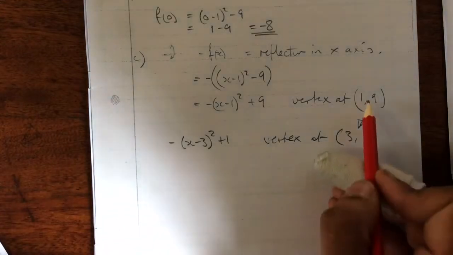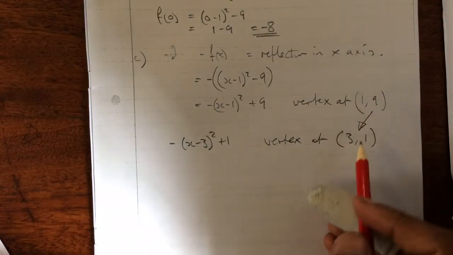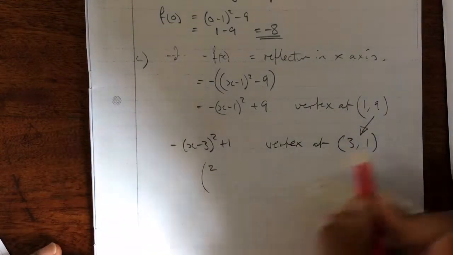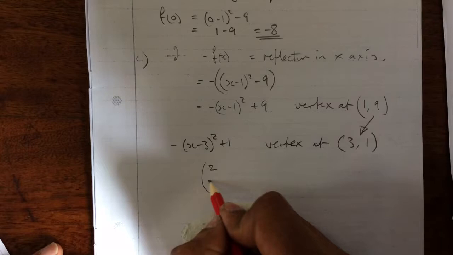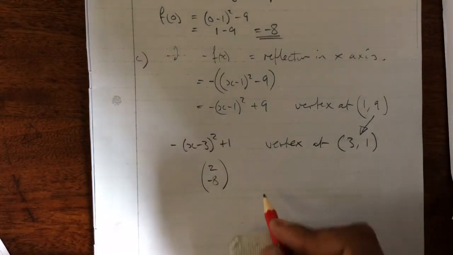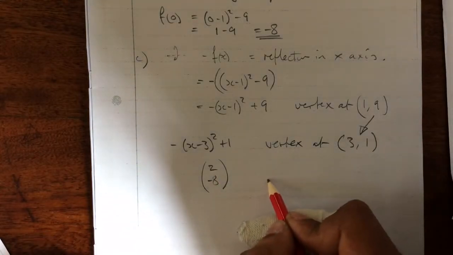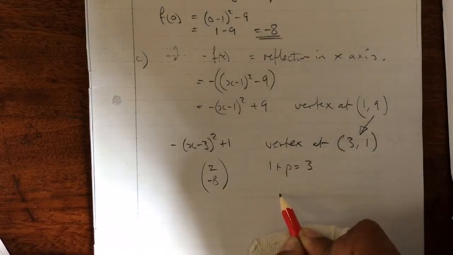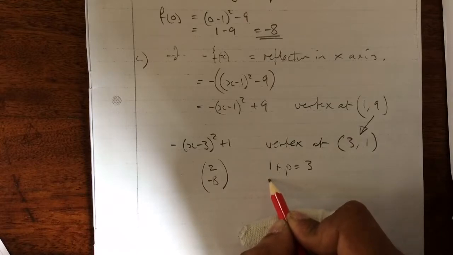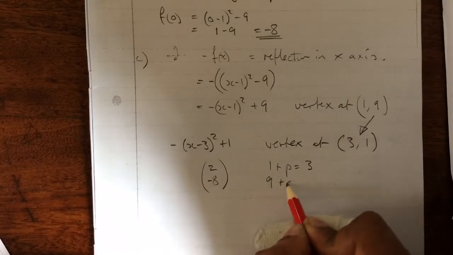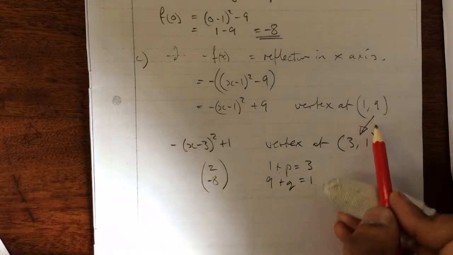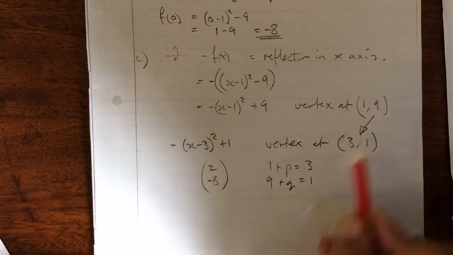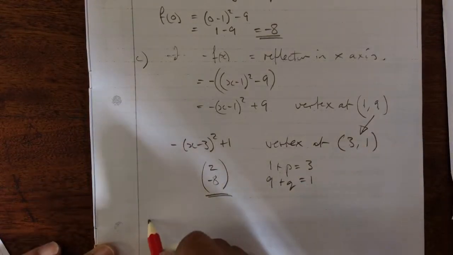A little bit of vector maths gets you from 1 to 3 in the x direction, that's a shift of plus 2, and from 9 to 1, which is a shift of minus 8. You could set up a little equation saying something like this, 1 plus p equals 3, and then 9 plus q equals 1, going from 9 to 1 for q and from 1 to 3 for p. That's one way of looking at it. Not necessary, as long as you get to this. Let's look at part D.